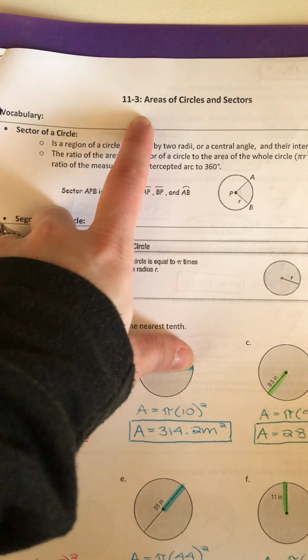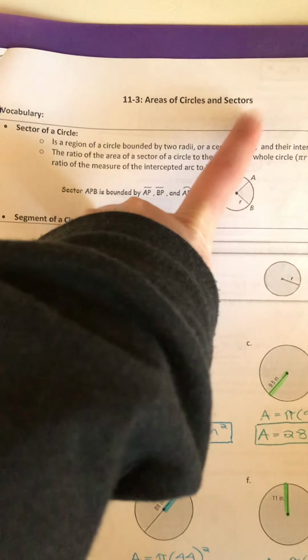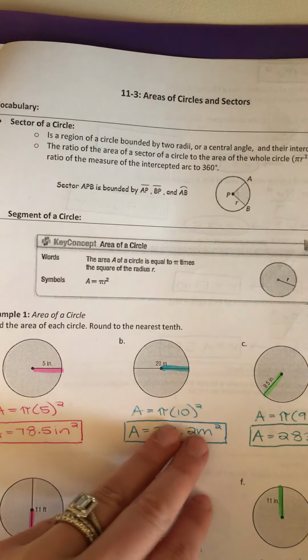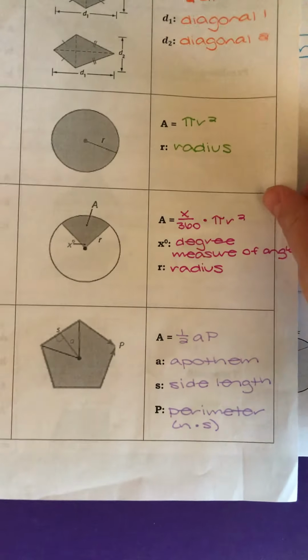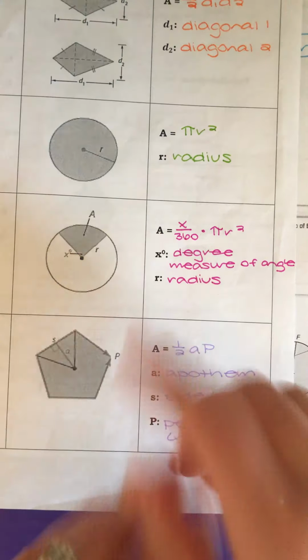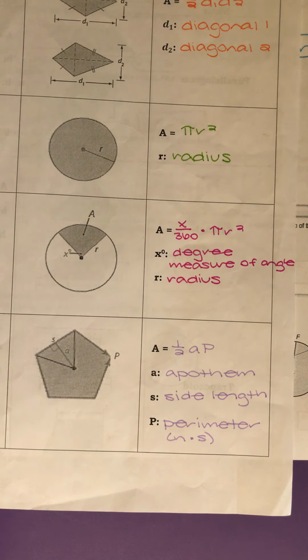So we're going to finish the 11-3 area of circles and sectors. We're going to do the sectors portion, which if you flip your notes, starts on the second page. You take out your orange formula sheet. The formula for sectors is right here: x over 360 times pi r squared. X is your degree measure of the angle because it's only a portion of the circle, and r is your radius like it was earlier.